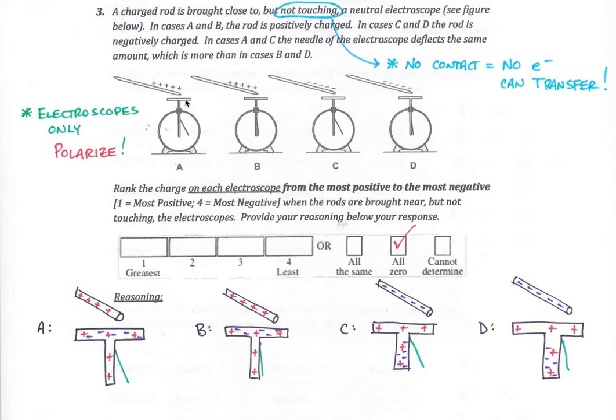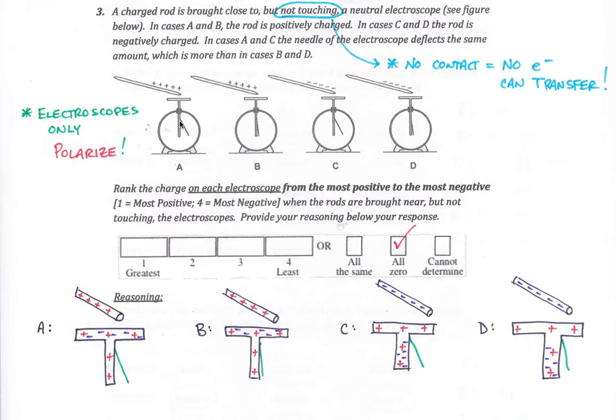You have no contact between any of these objects. If there's no contact at all, there's no pathway for electrons to transfer, and you cannot wind up with any charge whatsoever. So these all have to be zero because they were neutral to begin with and nothing made contact with the electroscope. So electrons cannot magically have just jumped through the air. So you have to first realize that because no contact at all with anything occurred, they all have to have a charge of zero.